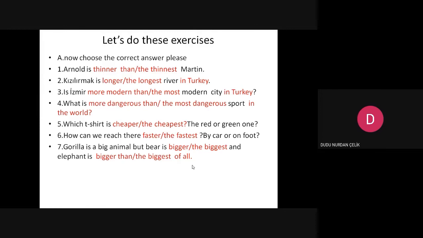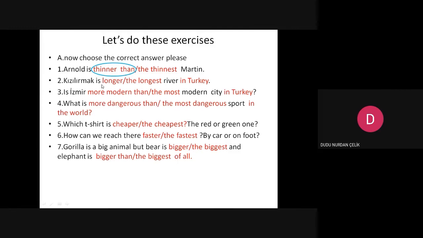Okay, did you give the answers? Let's check them now. Arnold is thinner than, or the thinnest, Martin. We choose thinner than because we compare Arnold with Martin. Two things, two people, just two. When we are talking about two things or two people, this is comparative. So we say thinner than.